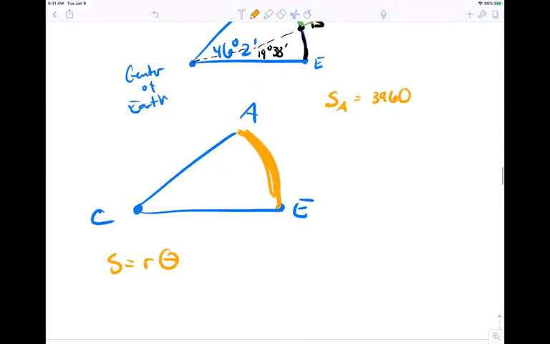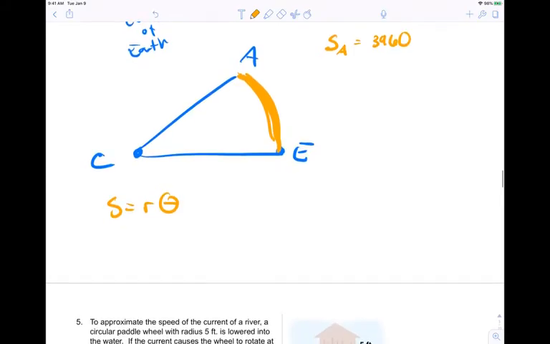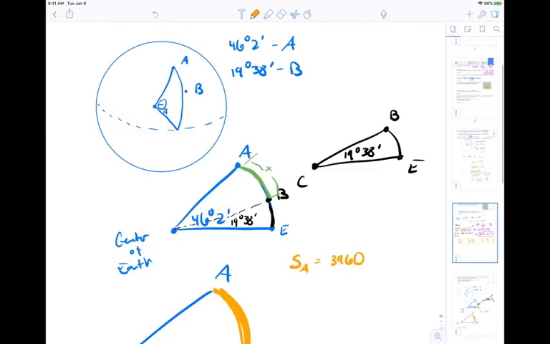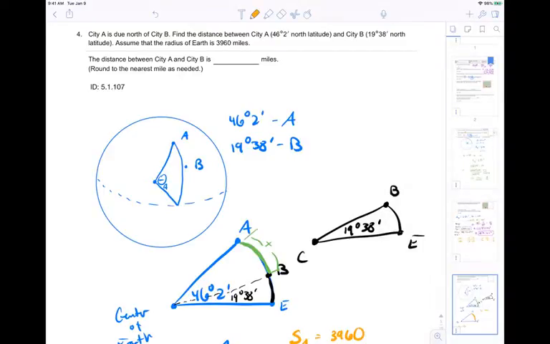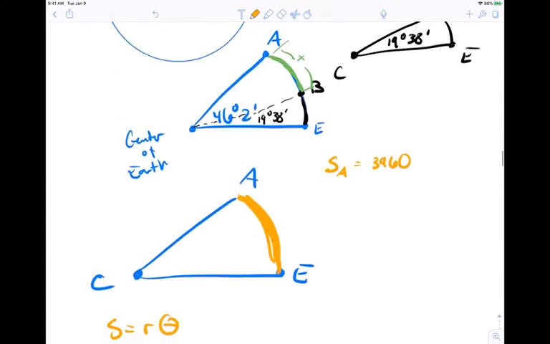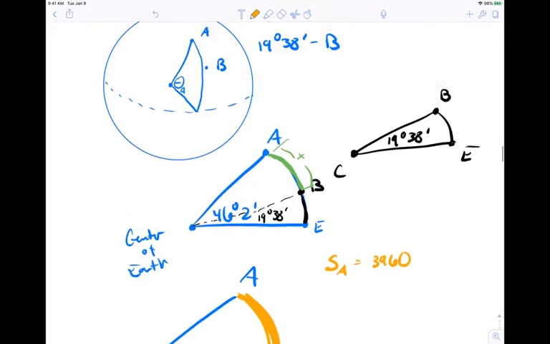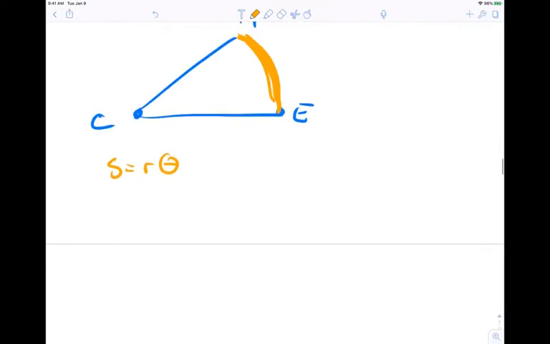So let's go back. Let's do this. We're going to add a page. Okay. So we need to convert these angles. They both need to be in radians. So if we're focusing on part A, 46 degrees, 2 minutes, right? We need to convert that to radians.